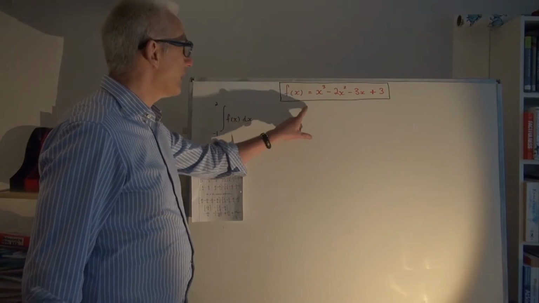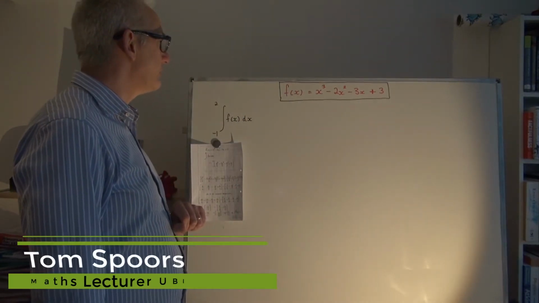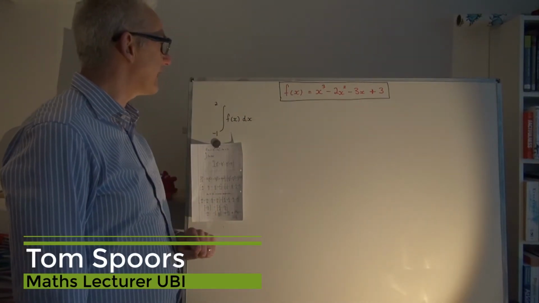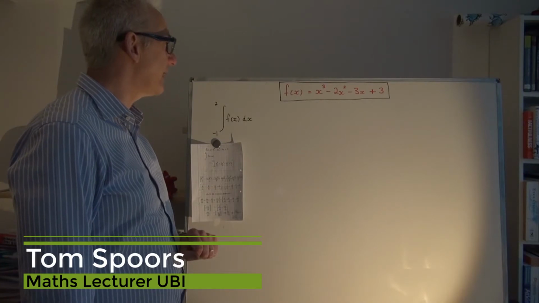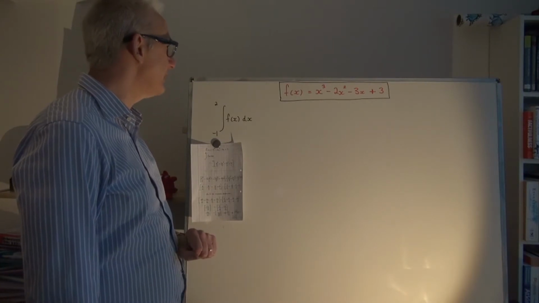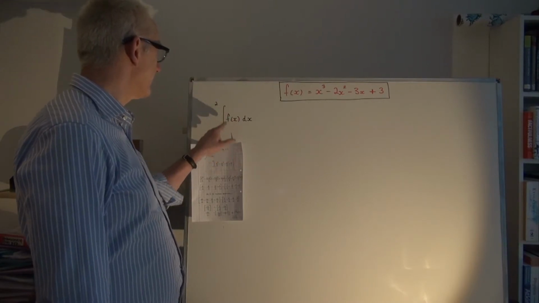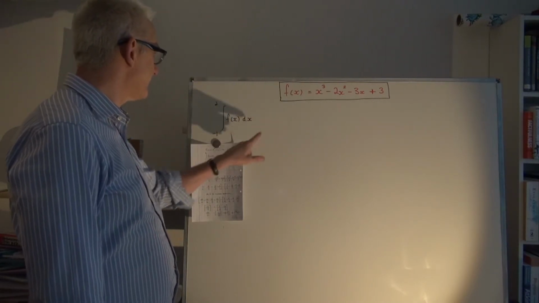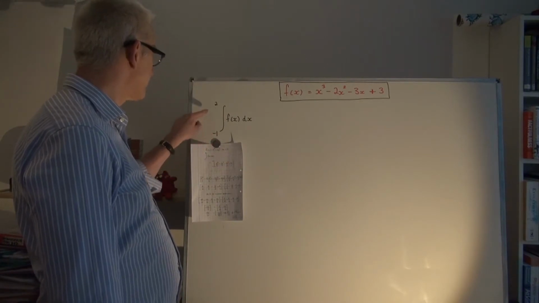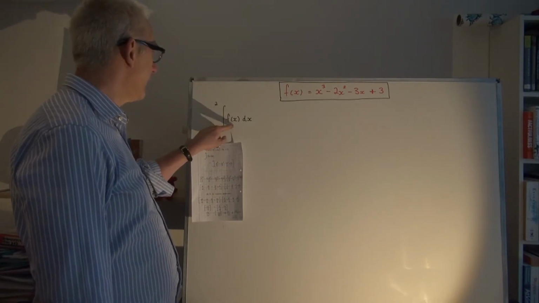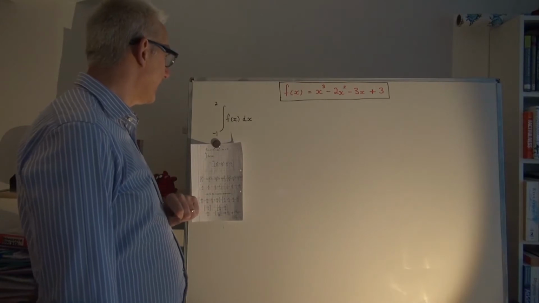So now we're going to work our way through a slightly longer problem. Here's a function of x: x cubed minus 2x squared minus 3x plus 3. We're going to find the area under that using this integral here. So it's a definite integral. It has limits on it, minus 1 up to 2, of the function by dx.